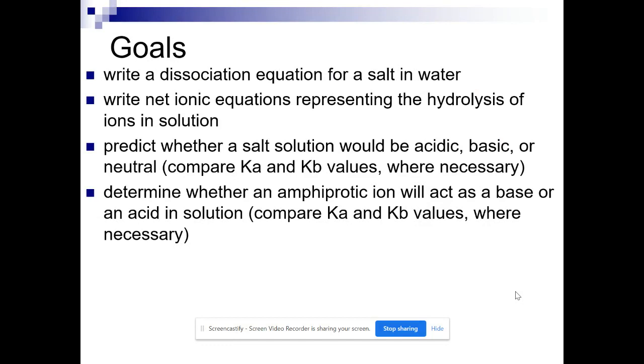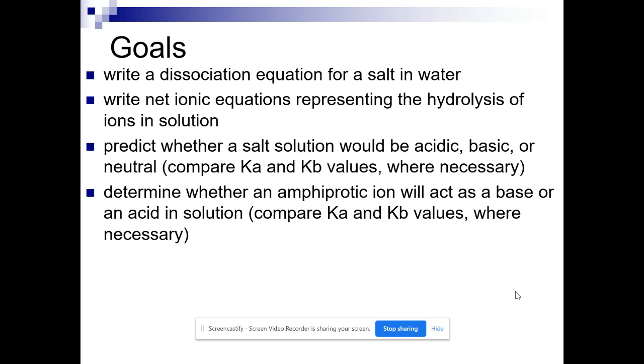Our goals, the first two are pretty straightforward. We've seen it, we've done these, some of you have done it since grade 11, but exactly the same as what we did in chapter 3 in our solubility. So dissociation equations, net ionic equations, they're exactly the same. Predict whether a salt in solution will be neutral, acidic, or basic, and basically we just compare the Ka and Kb values and find out if it acts as an acid or a base or it's neutral.